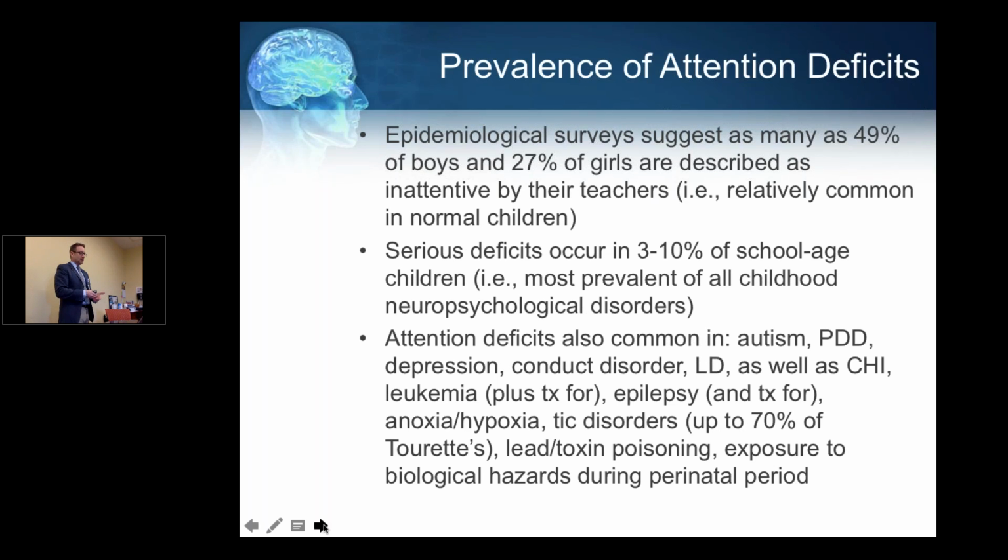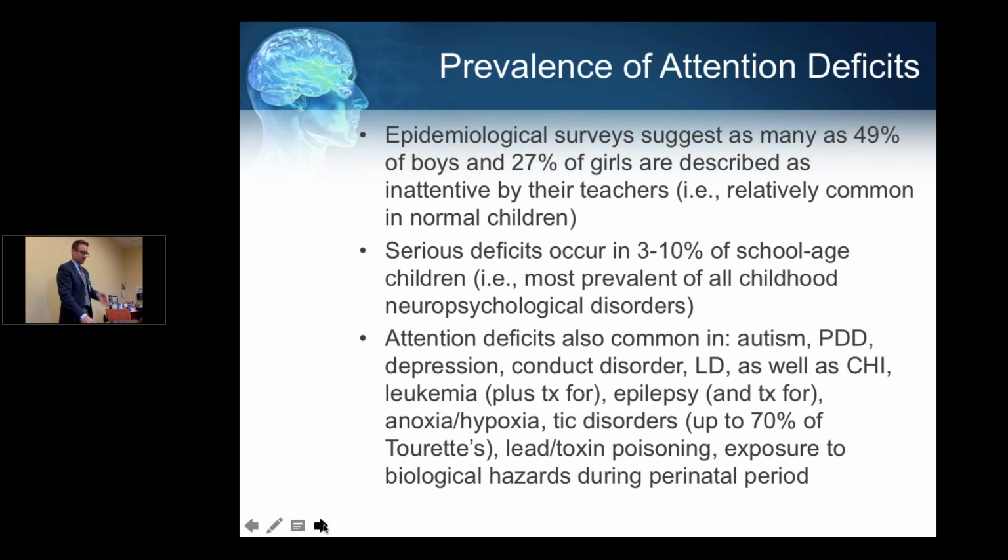So as many as 49% of boys and 27% of girls are described as inattentive by their teachers. I didn't say they have ADD. I said they were described as inattentive by their teachers. 50% of people do not have ADD. So that shows you there are a whole lot of teachers complaining the kids aren't listening or they're inattentive, as compared to the serious deficits, 10%. So 50% have complaints, 10% actually have it. Again, I think that gap gives you an idea of where we are, right?